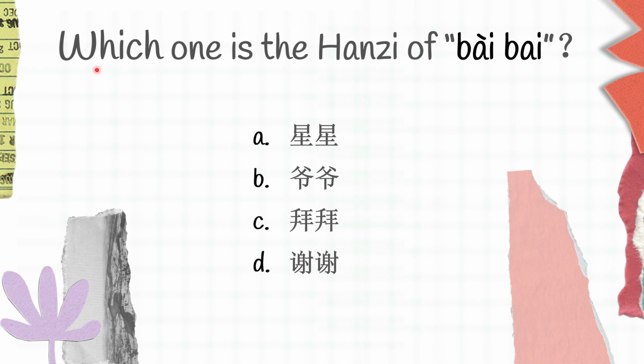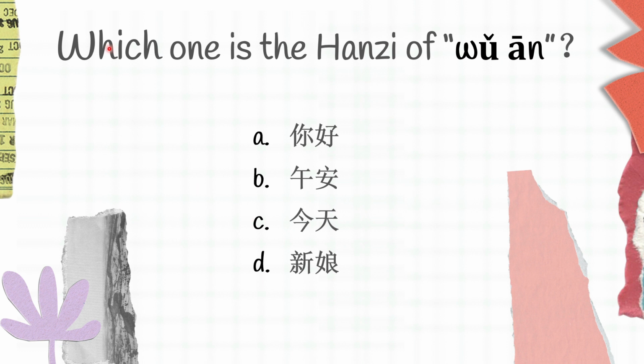Another question here. Which one is the hanzi of 拜拜? I will explain it later. A 星星 B 夜夜 C 拜拜 D 谢谢 and 拜拜 here is C.